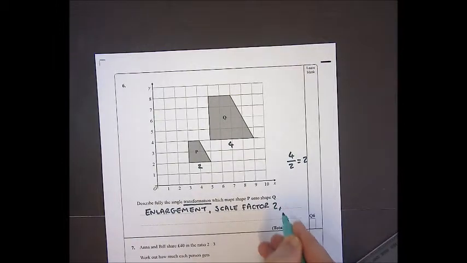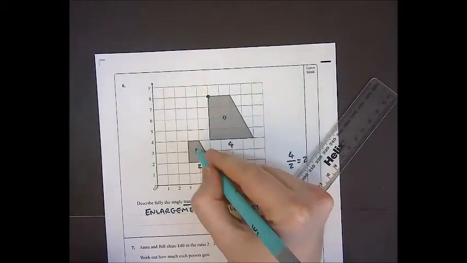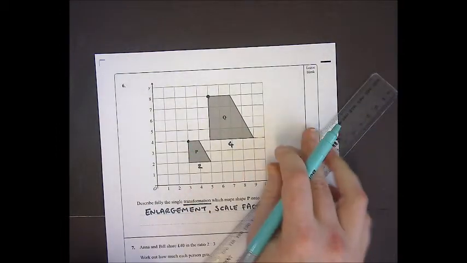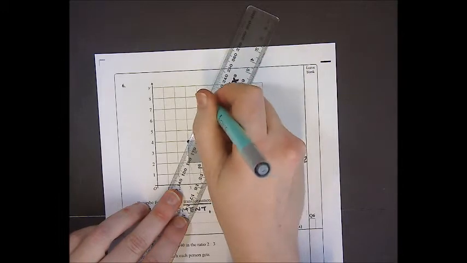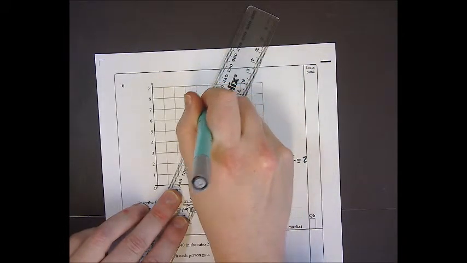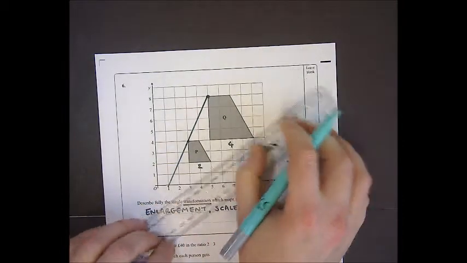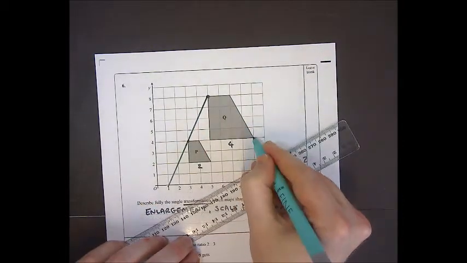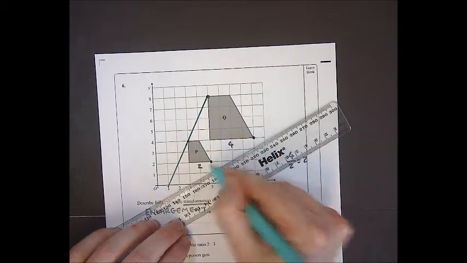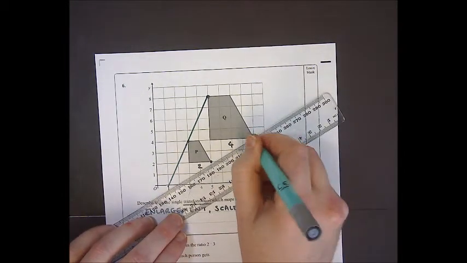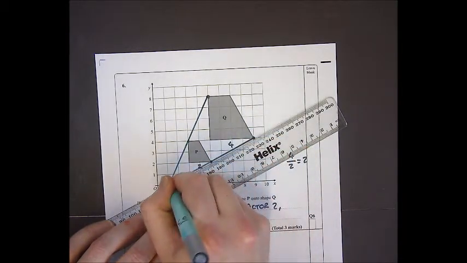Now we need to find the centre of enlargement, so what we do is we get 2 corresponding points, one on the small shape, one on the big one, and we draw a line. Now the line is going to start on the big shape, and it's going to be drawn through the point on the small shape and past it. We're going to do the same with another 2 points, the bottom right hand corners of both. And you should find that they meet.